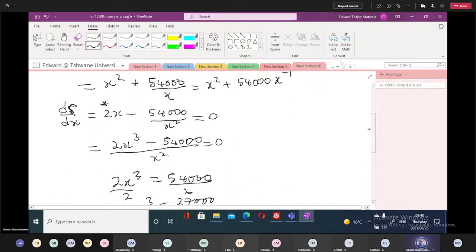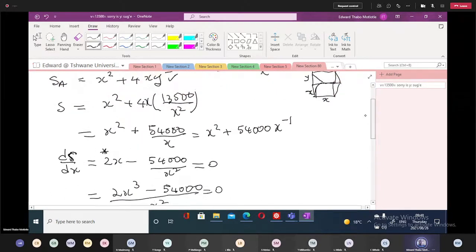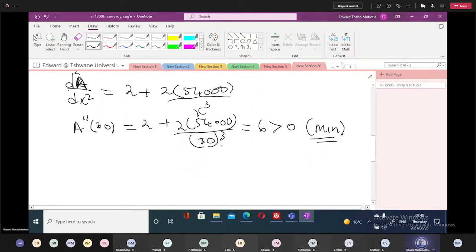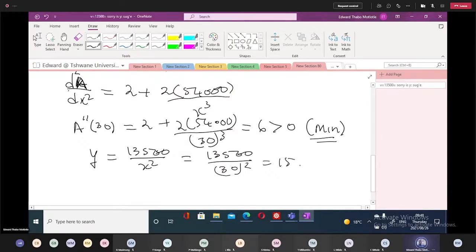And now you can determine the value for y by substituting here. So I'm going to determine the value of y. y is equal to 13,500 divided by x squared. So substituting x, our x is 30, so it's 13,500 divided by 30 squared, and this gives me 15. So the value for y is 15.